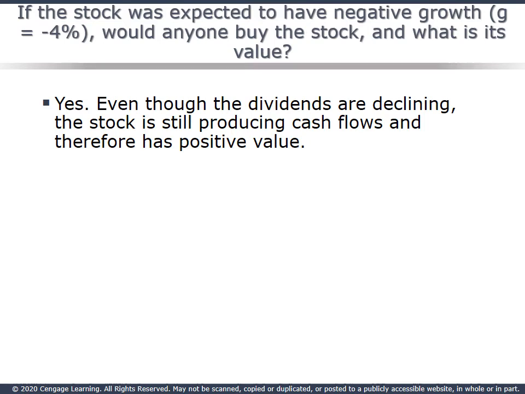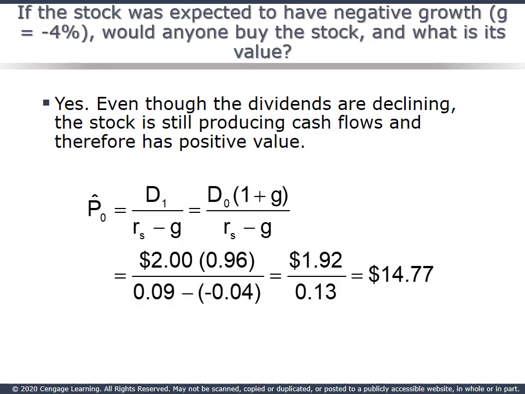So, using our $2 current dividend, our required return of 9%, our authors keep using the same problem, the same variables over and over again. Well, if the last dividend was $2, the next dividend is going to grow at a negative 4%. So the next dividend is going to be $1.92.